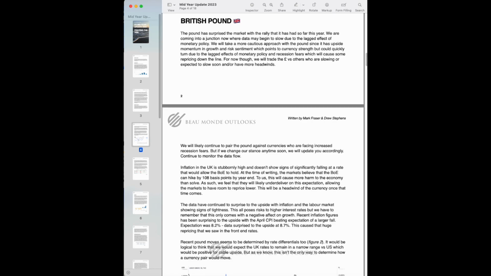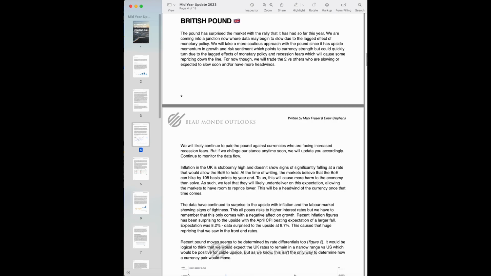For now, though, we will trade the pound versus others who are slowing or expect to slow soon and/or have more headwinds. Apologies for any grammar mistakes here, I don't tend to proofread. We will likely continue to pair the pound against currencies facing increased recession fears. But if we change our stance anytime soon, we'll obviously update you accordingly. Continue to monitor the data flow.